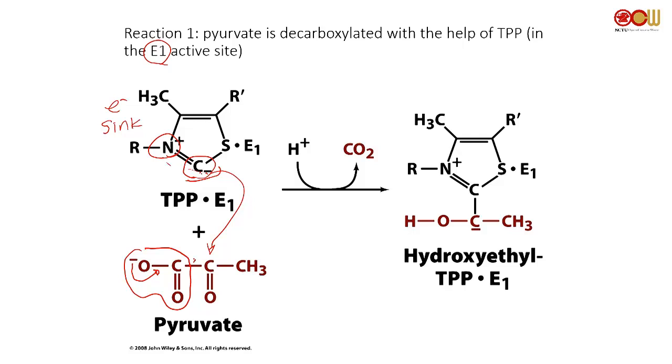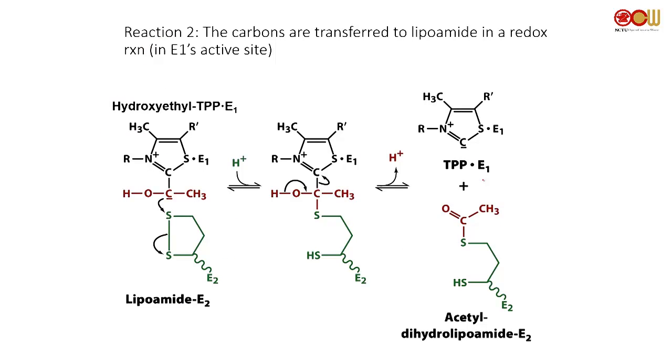With pyruvate decarboxylase, we talked about ethanol. But regardless, you get this intermediate called hydroxyethyl TPP. Essentially, the two carbons are on the TPP. Then the carbons are transferred to the lipoamide in a redox reaction. And what it's doing is actually very simple, because here you still have a carbanion.